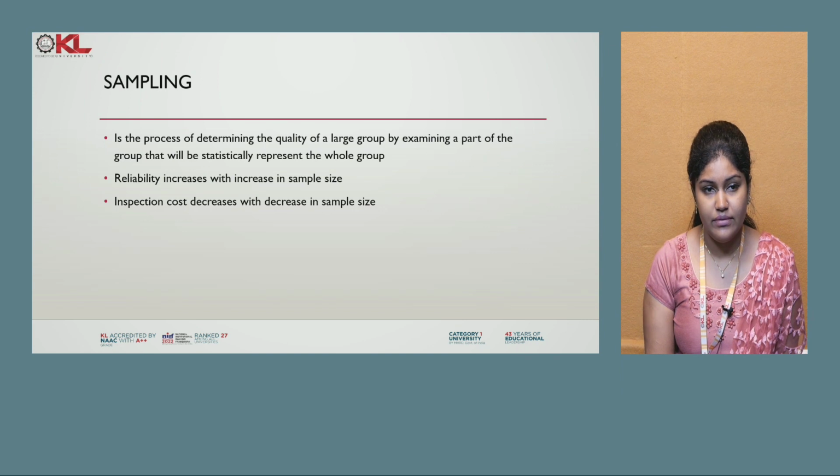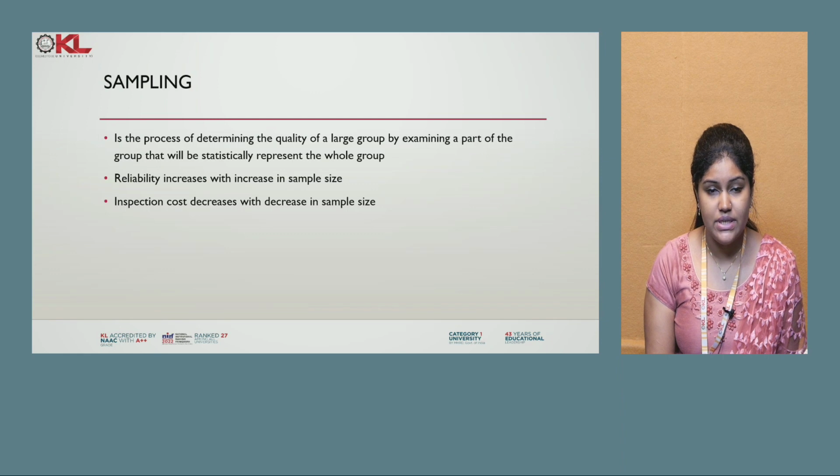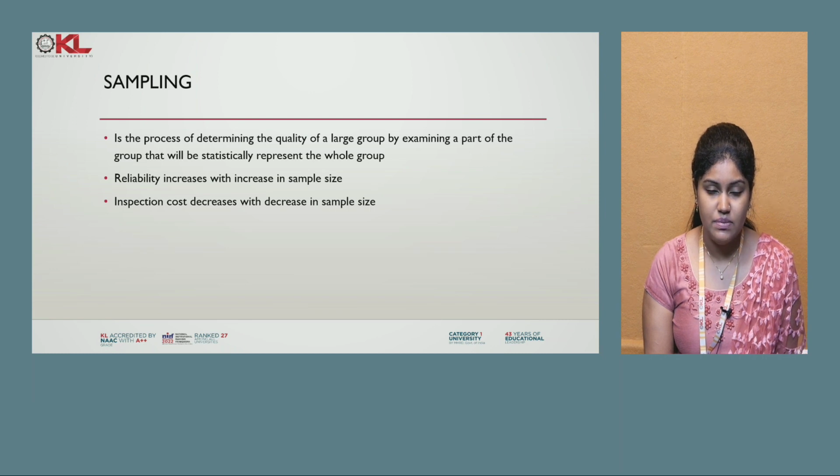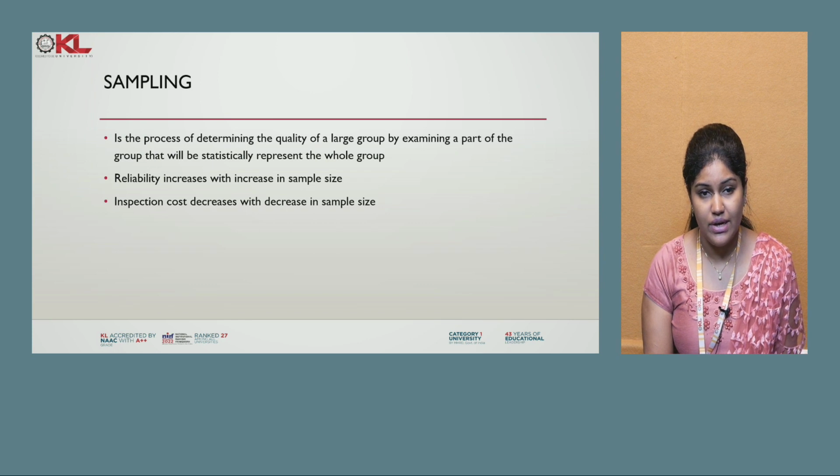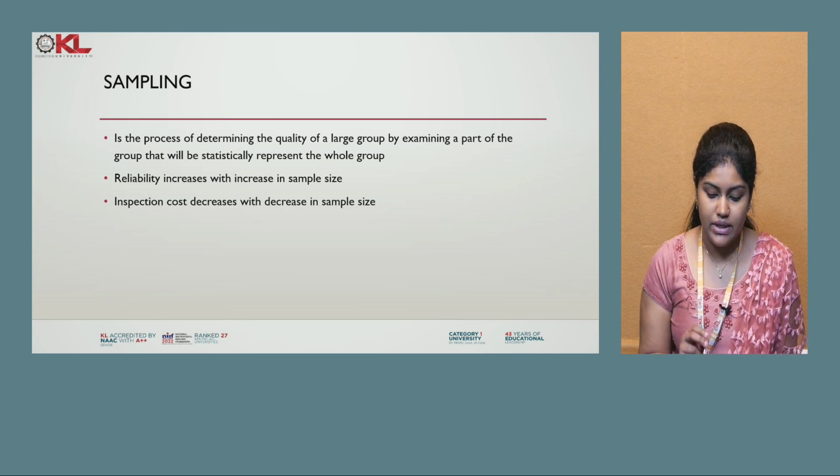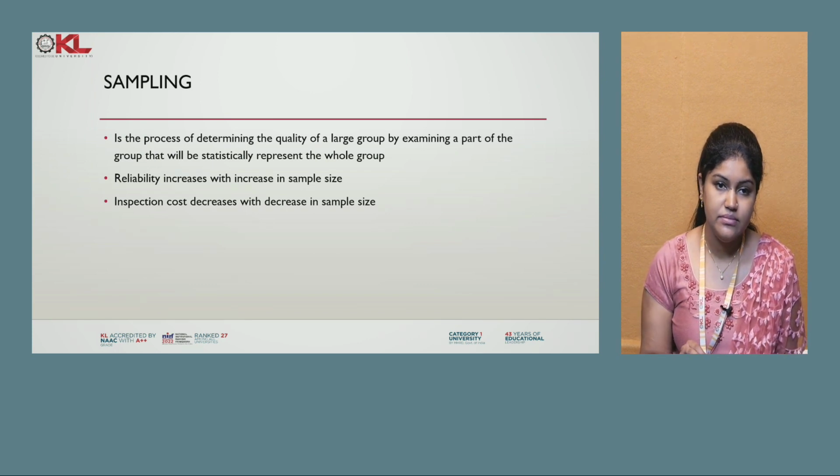Next is sampling. Sampling is the process of determining the quality of a large group by examining a part of the group that will be statistically present in the whole group. Reliability increases with increase in sample size. Inspection cost decreases with decrease in sample size. So the inspection cost will decrease with the decrease in the sample size, and the reliability will increase with increase in the sample size.